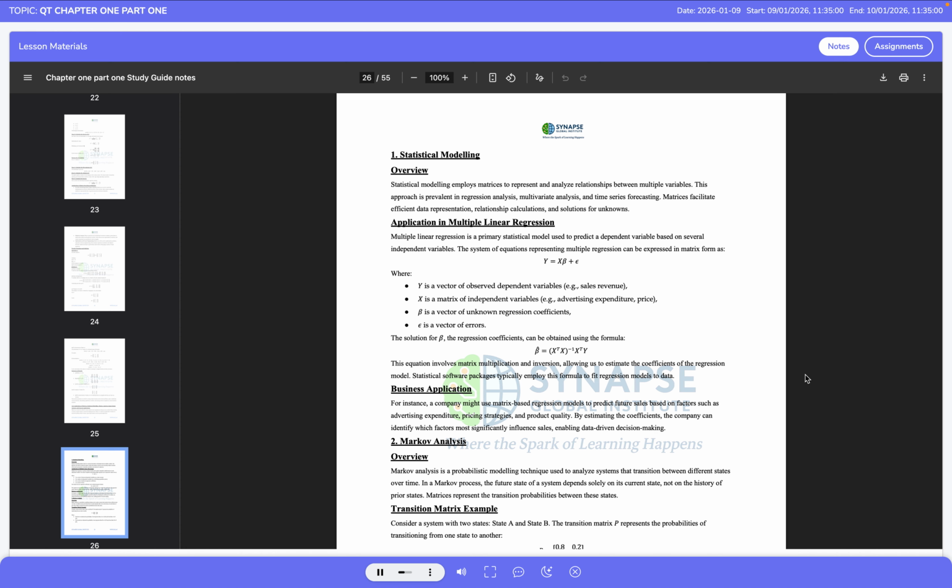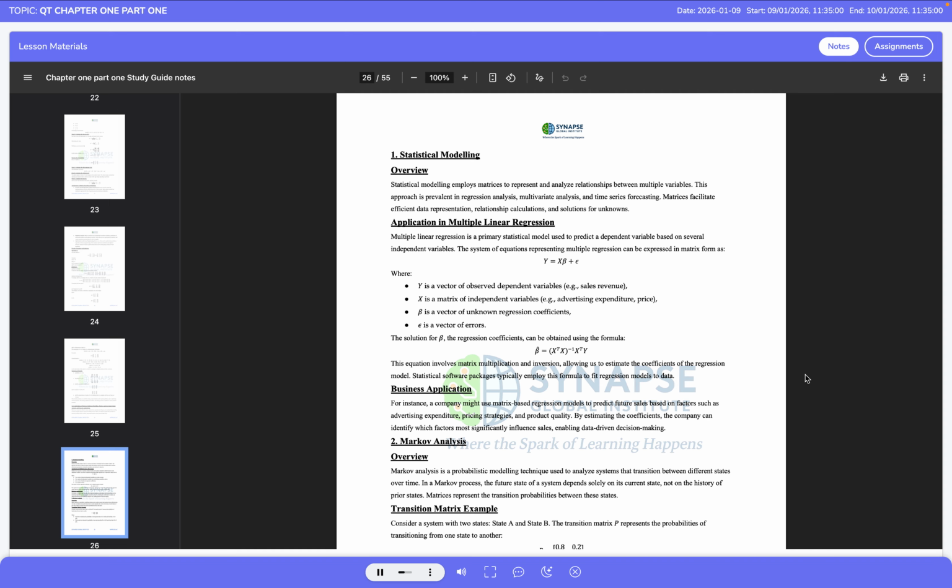By organizing data into matrices, we can efficiently represent large datasets, compute relationships between variables, and solve for unknown values in complex models. A key example of statistical modeling using matrices is multiple linear regression.